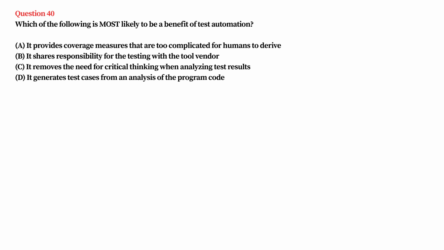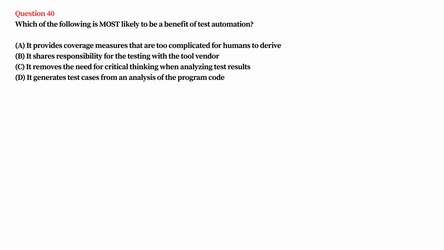Answer A is correct. Test automation can provide measures that are too complicated for humans to derive, such as white box test coverage measures for all but the most trivial code. Answer B is not correct. By using test tools, the responsibility for the testing is not shared with the tool vendor, as the vendor is not involved in the testing, and it is the tester's responsibility.